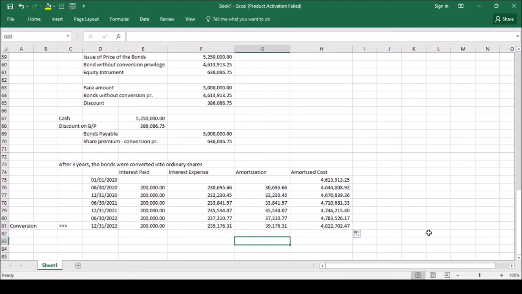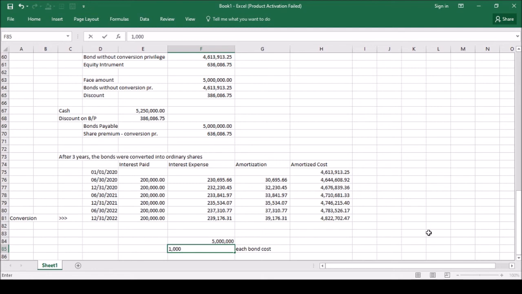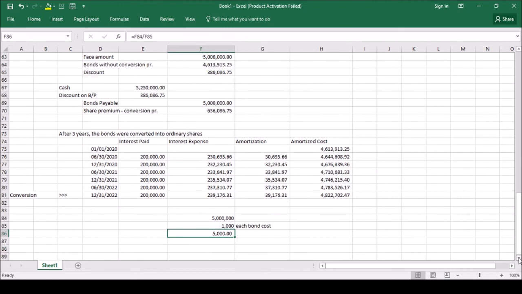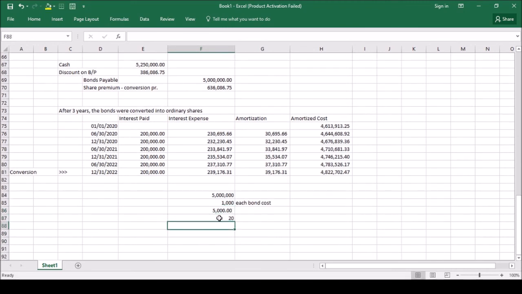Okay? Take note, kinonvert na, no? Meron po tayong 5 million. Okay? Let us assume that each bond costs 1,000. So, ilang bond ang meron tayo? That is, 5 million divided by 1,000, we have 5,000 bonds. Okay? At lahat yun kinonvert. Okay? And according to the problem, each bond can be converted into 20 shares. So, ilang shares ang na-issue on the conversion? We have 100,000 ordinary shares issued, no?